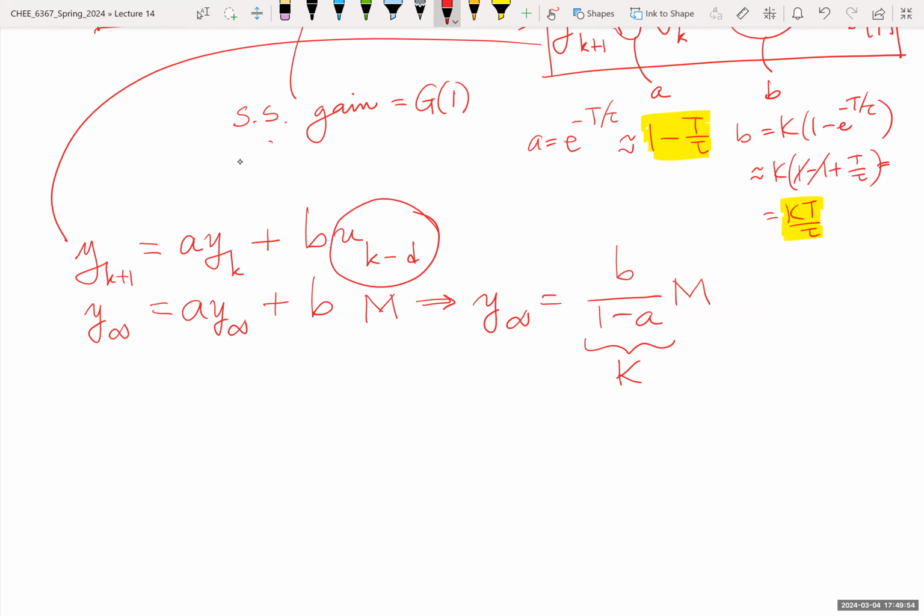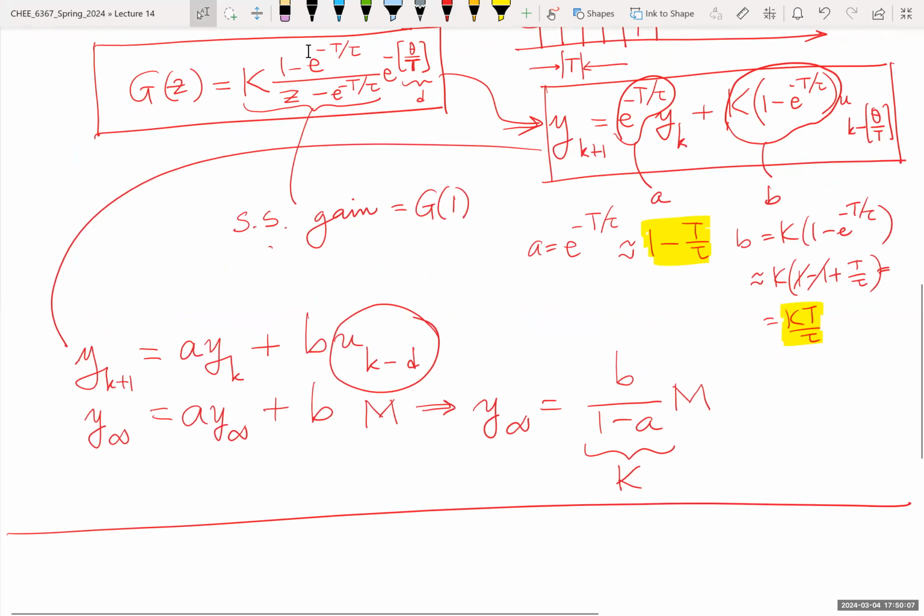Everything that we learned for controller design with IMC also carries forward to controller design with IMC for discrete time systems. Exact same idea. But we have to be careful with what kind of G of Z we deal with. And that depends now on the sampling period. Let's see example 10 in page 21.